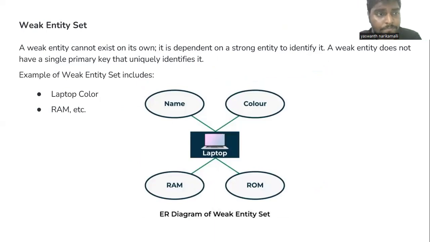Coming to the weak entity. A weak entity cannot exist on its own. It is dependent on a strong entity. A weak entity does not have a single primary key that uniquely identifies it. What do you mean by single? A weak entity does not have any primary key. See, we have an example here.